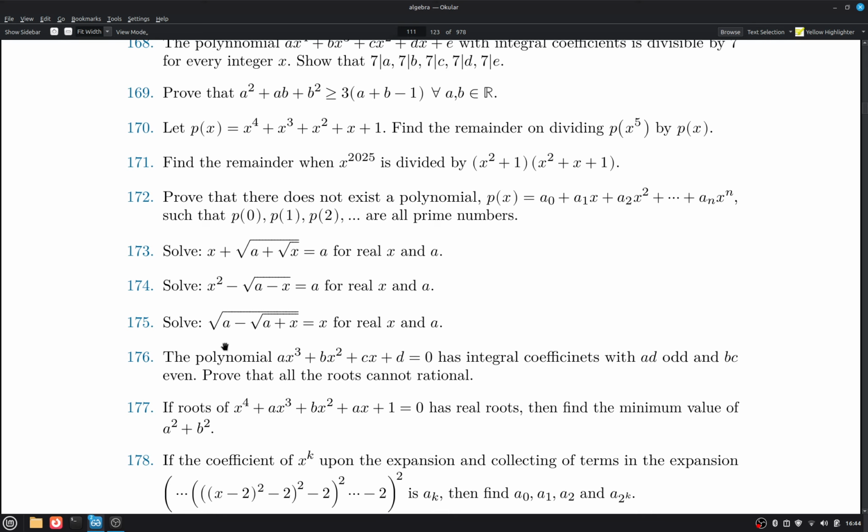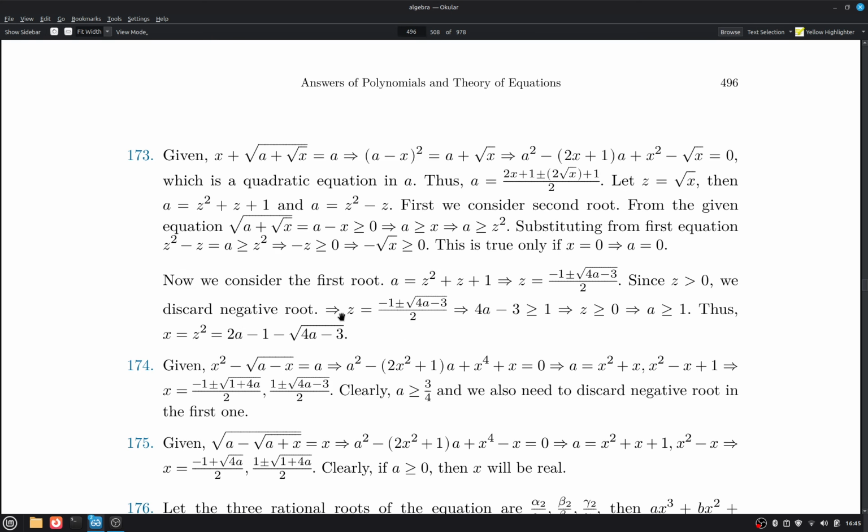Now we solve the next question 175, which says that square root of a minus square root of a plus x is equal to x for real x and a. So following similarly, we obtain the equation a square minus (2x square plus 1) into a plus x to the power 4 minus x. So our a is x square plus x plus 1 and x square minus x. And now you can solve and you can get the roots.